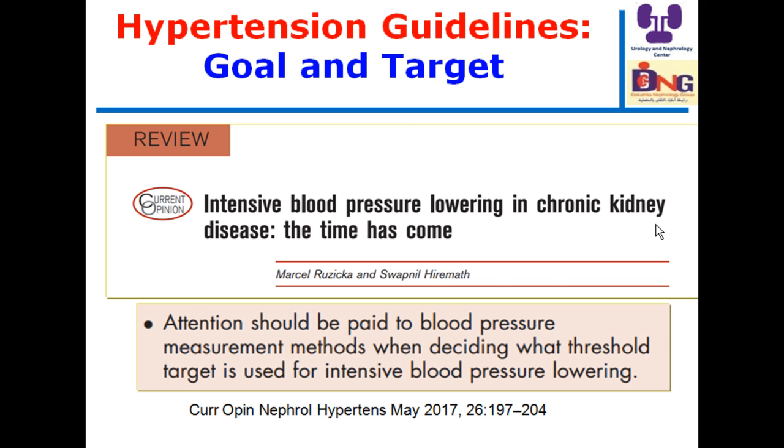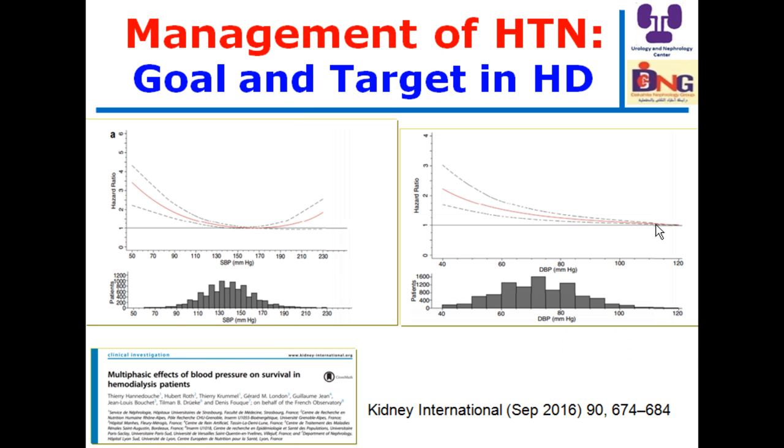Again, in dialysis, as you see, between 140 and even 170, there is no difference in the hazard ratio. So again, the standard blood pressure in dialysis is not well known. However, there is an old dogma that pre-dialysis blood pressure should be 140/90 and not less than 130/80 at the end of dialysis.